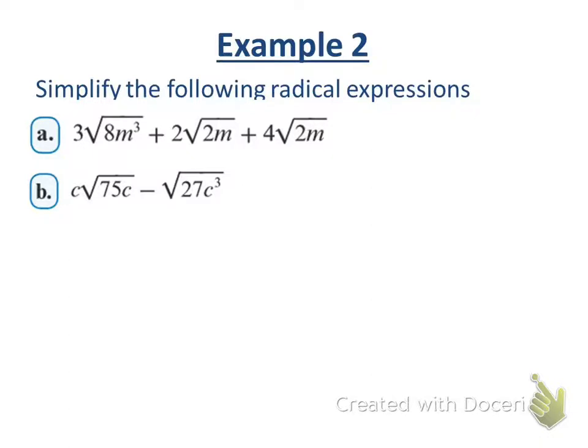Try this one on your own. Okay, so what we would do is we need to simplify each of these individually, right? So 75 is 25 times 3. 27 is 9 times 3. And c squared times c. So we can take out these perfect squares, and when they come out, they multiply by what's in front. So that will be 5c times the square root of 3c, because the 3 is left inside with the c.